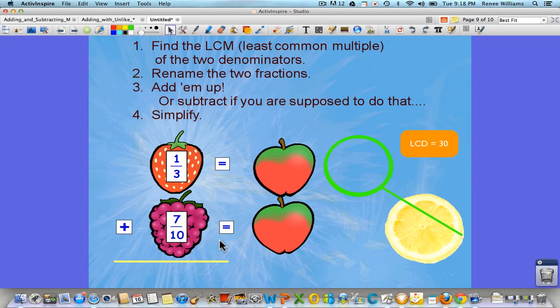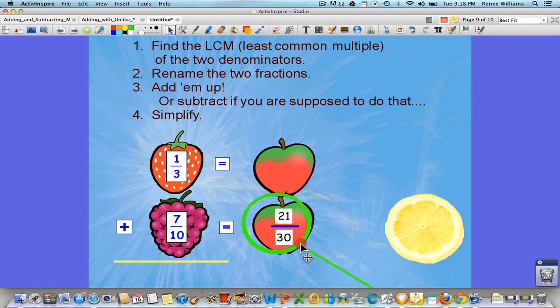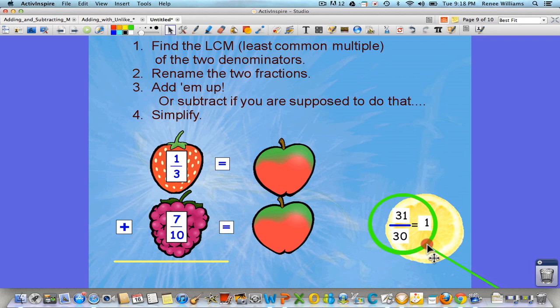What do we multiply 3 by to get to 30? Well, that would be 10. So 1 times 10 is 10. So 1/3 becomes 10/30. And 7/10, we have to multiply 10 to get to 30 by 3. So 7 times 3 is 21. So we have 21/30. Once again, our problem is 10/30 plus 21/30 is 31/30. We need to simplify. It becomes 1 and 1/30.